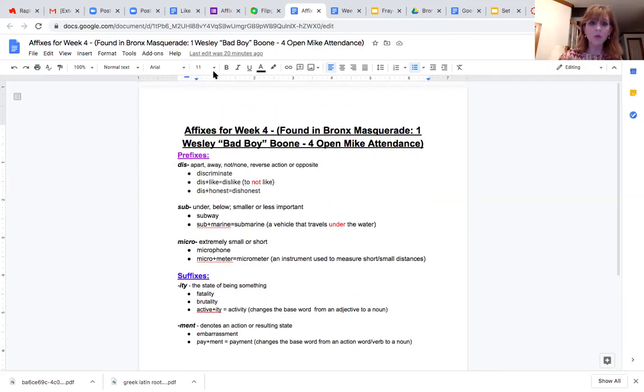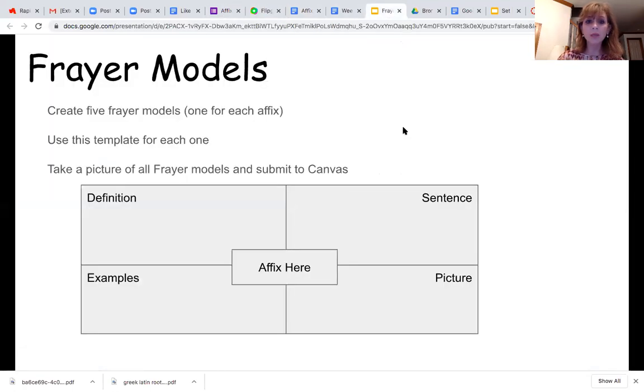So very quickly, I want to show you your Frayer model. And I believe this is about what everyone in 8th grade English is using for their Frayer models for the activity that you're going to be doing with your words, or I should say your affixes. So you will make 5 of these Frayer models, one for each affix. When I say use this template, you can draw this into your notebook. And you don't have to draw them huge, maybe you could probably fit 5 on a page, I would think.